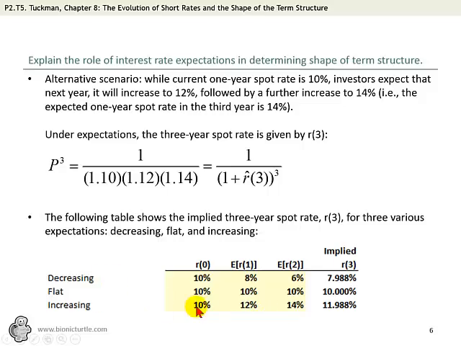If, for example, the expectation under the increasing scenario is that the 1-year spot rate of 10%, which is observed today, is going to increase to 12% and then to 14%, the implied 3-year rate under this formula right here would be just under 12%, right? So we've covered that. That's a topic that should be well covered in part 1, so you should be able to do that.